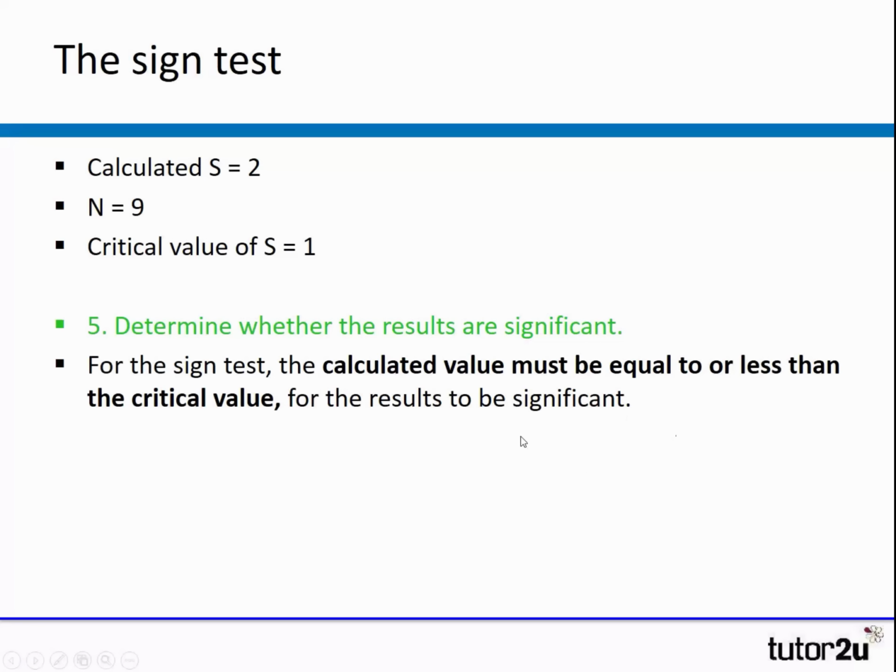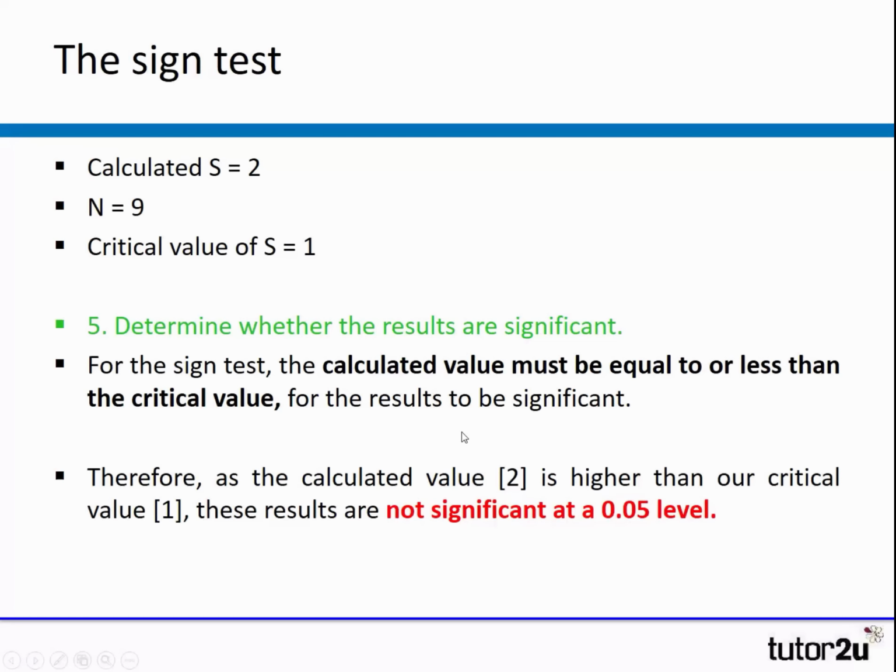Now, for the sign test, and you just need to memorize this, the results are significant if the calculated value of S, which in this case is 2, is equal to or less than the critical value for the results to be significant. Therefore, as our calculated value is 2, that's obviously higher than the critical value of 1, and unfortunately that means these results are not significant.